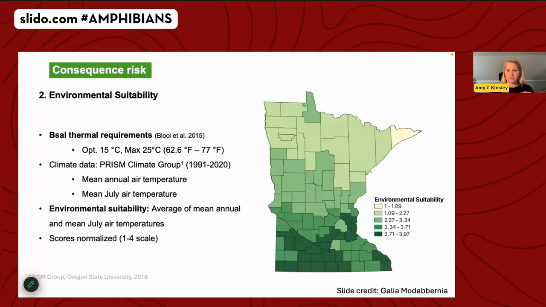And then we combined those temperature variables to look at how closely local climate conditions match the thermal range that those studies have shown B-cell is able to persist in. And so this map is showing that resulting environmental suitability score. Overall, we see that southern Minnesota appears to be more suitable, where temperatures fall closer to that optimal range, and that the northern counties appear less suitable. When we combine this environmental suitability with our host availability, and then also our introduction risk, we can then get that bigger picture of B-cell establishment and spread.